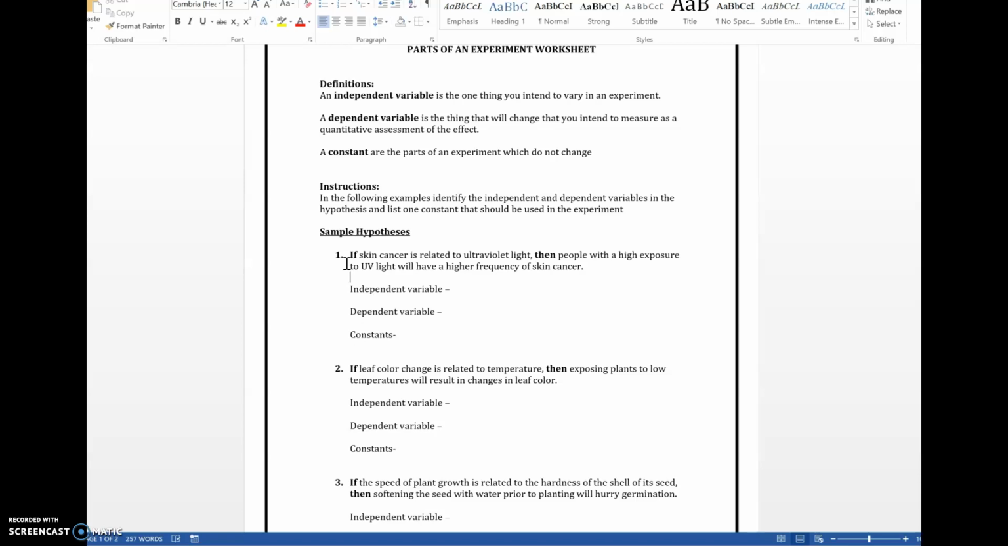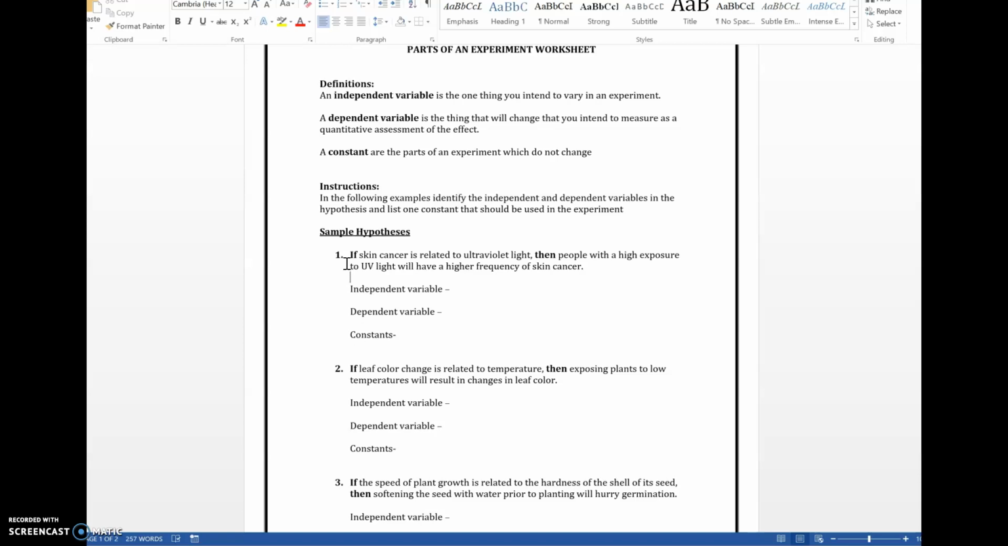So that's the independent variable. We're going to expose people in this experiment to less UV light and more UV light to see whether they have a higher frequency of skin cancer. So the independent variable in this experiment would be the amount of time exposed to UV light. The dependent variable then will be what we're going to measure. And what we're going to measure in this is skin cancer frequency. So we're going to measure whether the frequency increases or decreases depending upon the amount of UV radiation individuals receive.